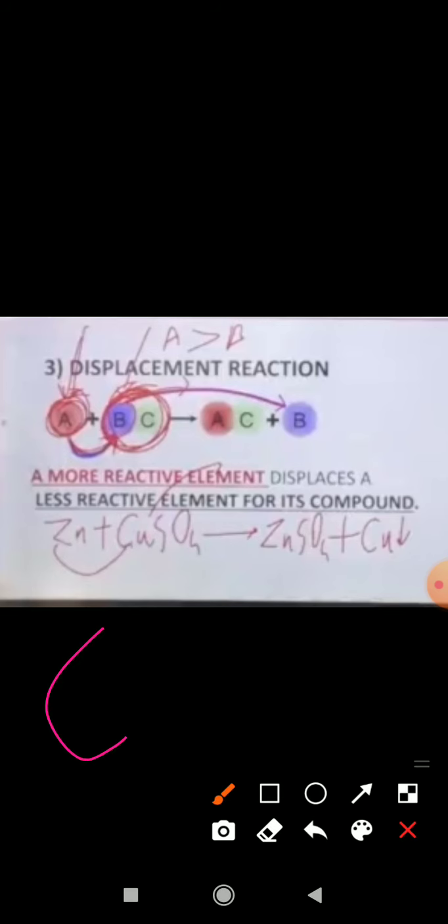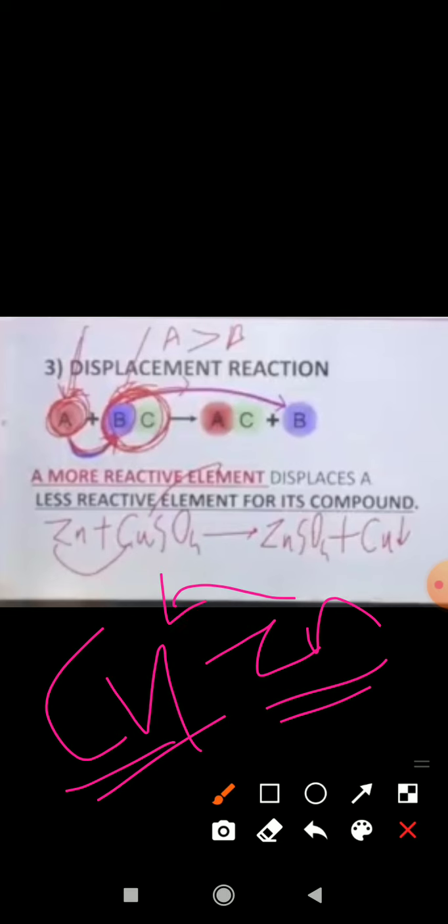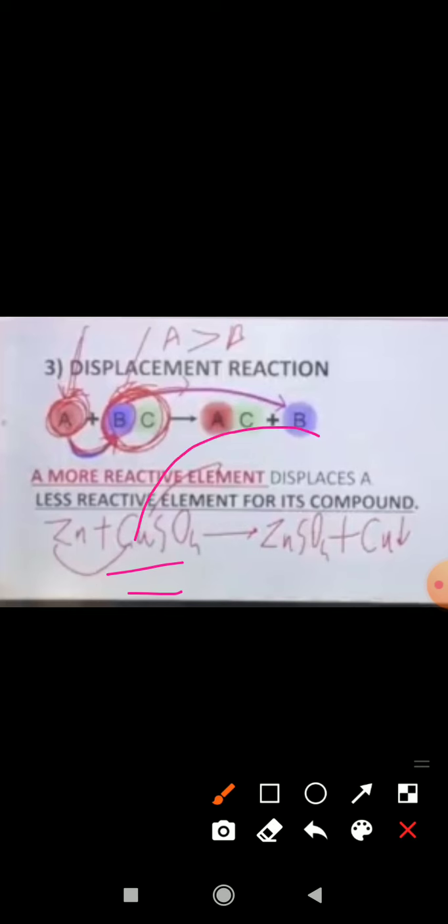For example, there is copper and zinc, and zinc is more reactive than copper. So zinc displaces the copper because zinc has more power, it is more reactive. This copper is displaced by zinc, which means zinc displaces copper to the other side, and zinc goes and reacts with SO4. So here you can see zinc displaces copper and forms ZnSO4 plus Cu, and Cu is displaced. So we can represent it by a displacement arrow.